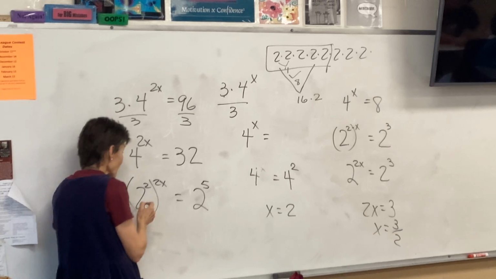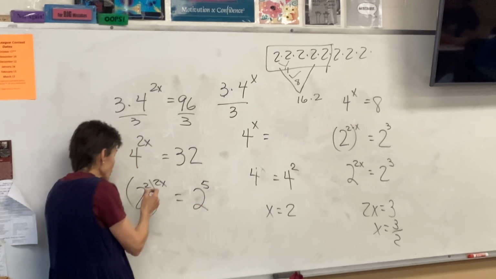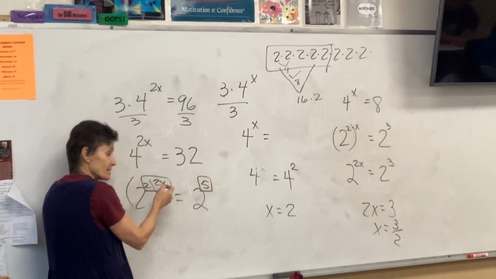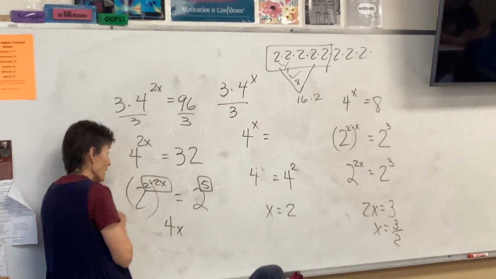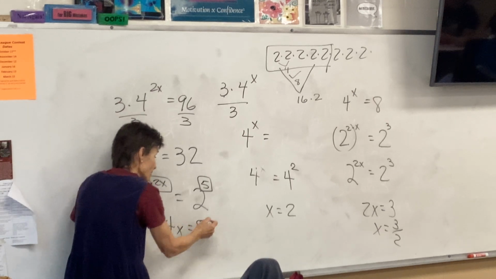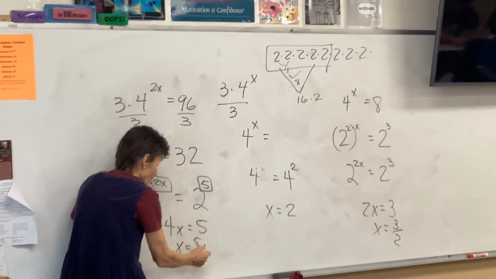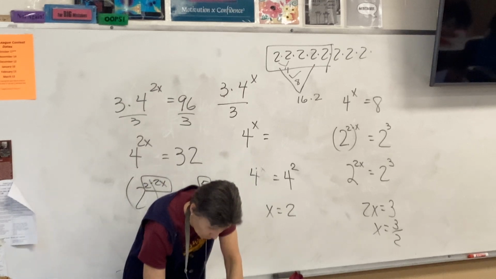Now, see how they're both 2's? Now just look at the exponents. They match. So that's 2 times 2x, that's 4x, equals 5. So what's x equal? 5 over 4. Good work. Stop there. We'll pick up there next time.